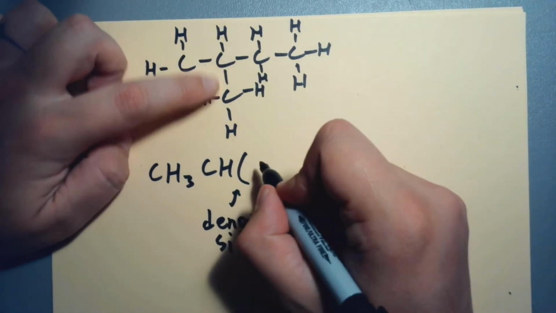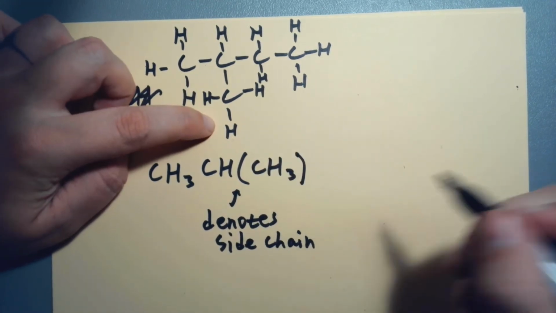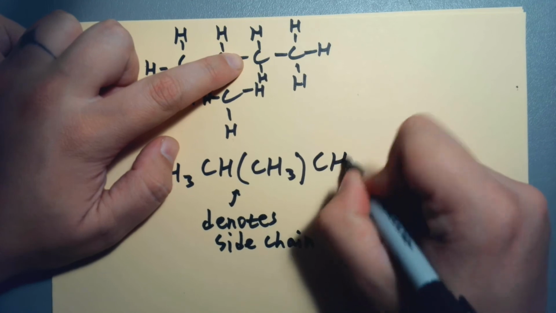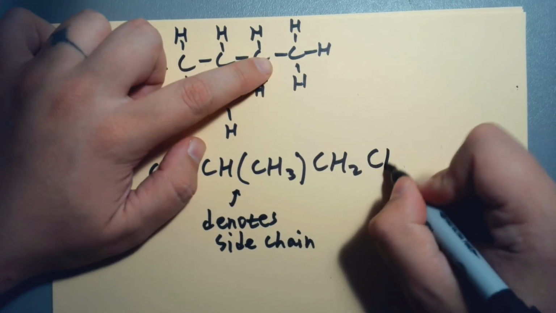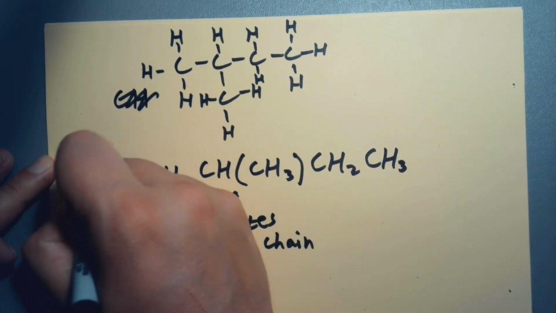And then we go, what's the side chain? CH3. That's the end of the side chain. We close it, and then we come back to the main chain. CH2, CH3. So again, this is the bad old days.